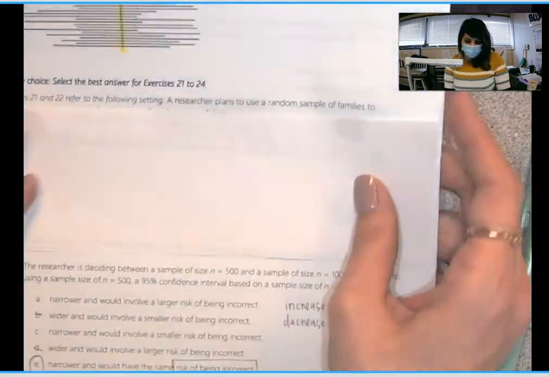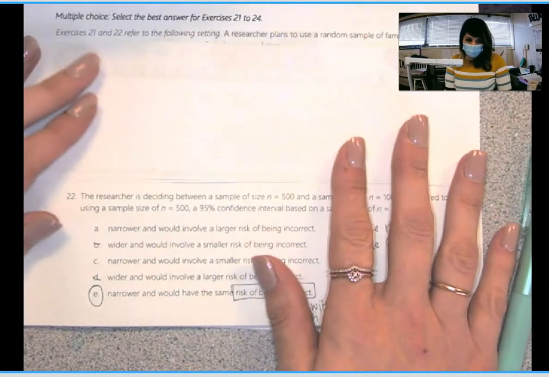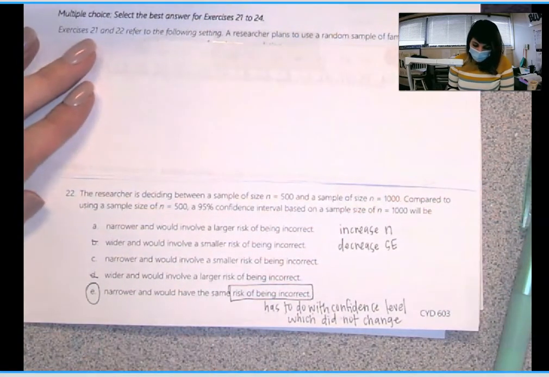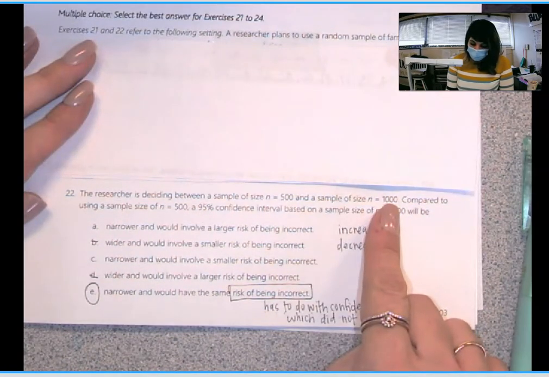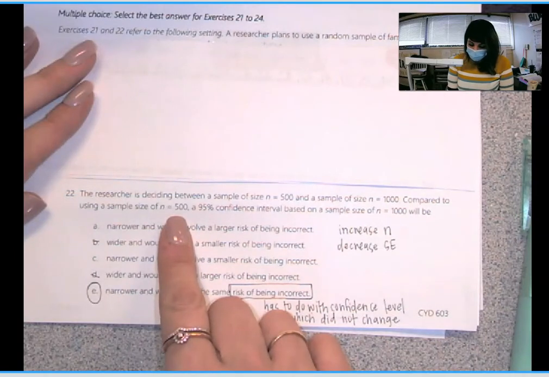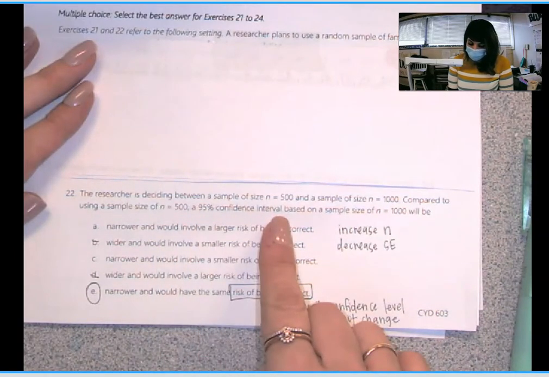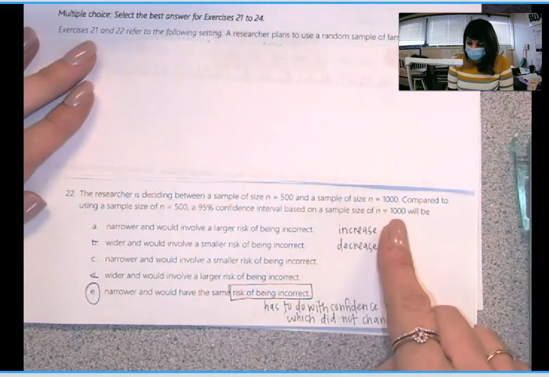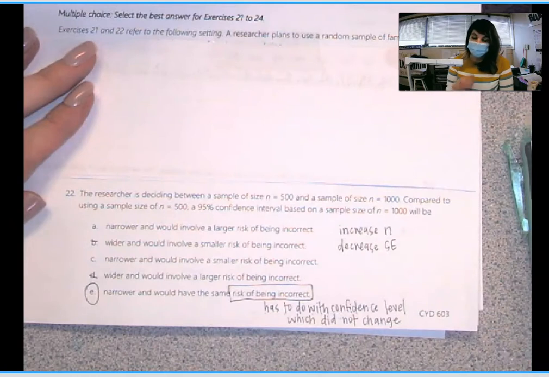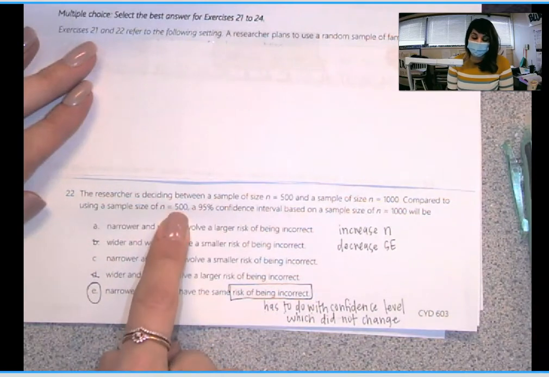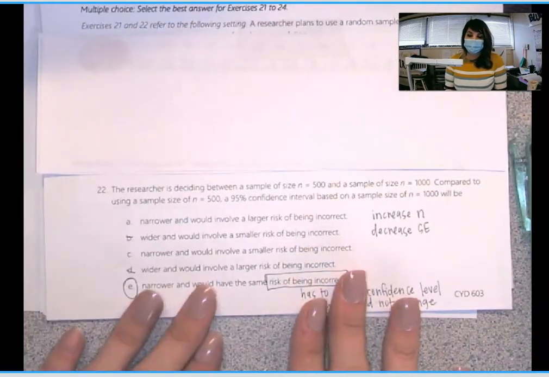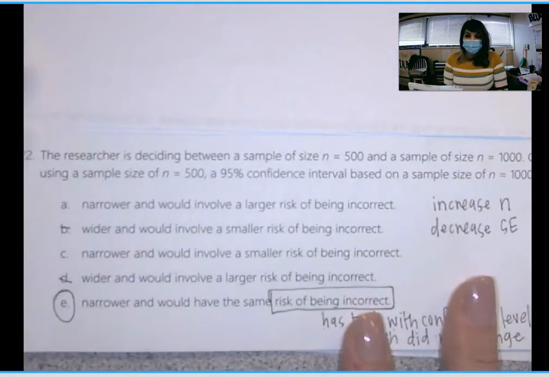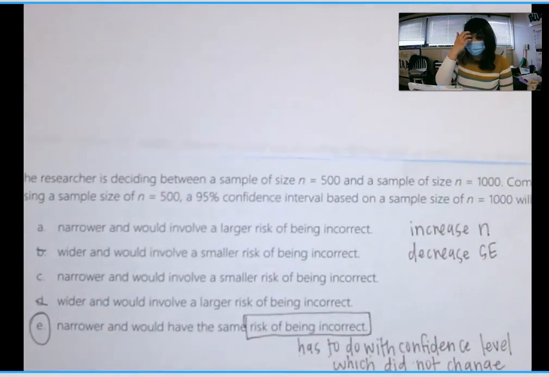Okay, number 21, I'm going to have you do on your own, but 22, I will talk about with you. So a researcher is deciding between a sample size of 500 or 1,000. Compared to a sample size of 500, a 95% confidence interval based on the sample size of 1,000 will be. So we're saying we constructed a confidence interval for a sample of 500. Now construct another confidence interval for a sample of 1,000. How would those two confidence intervals compare?